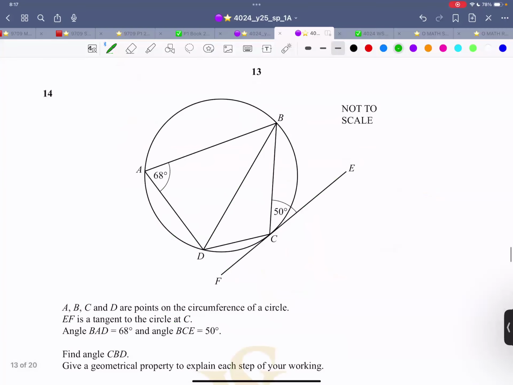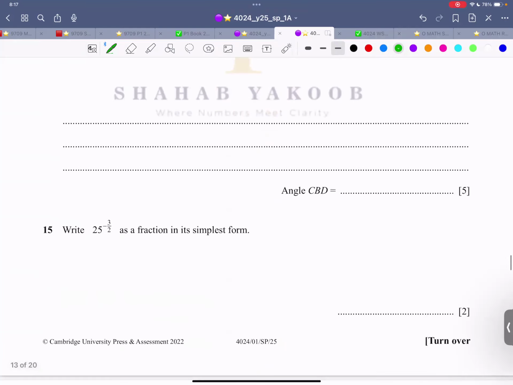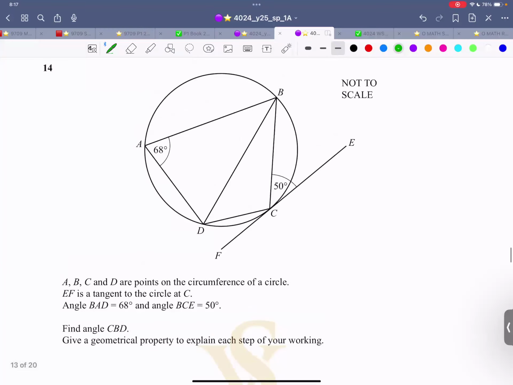Let's look at question number 14. It says A, B, C, D are points on the circumference of a circle. And let me just charge the pencil a bit. So now it says EF is a tangent to the circle that you can see. And then it says angle BAD is 68, angle BC is 50, find angle CBD, give a geometrical property to explain every single step of your working. How many marks is that? 5 marks.